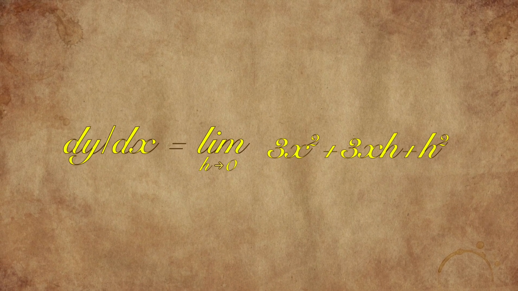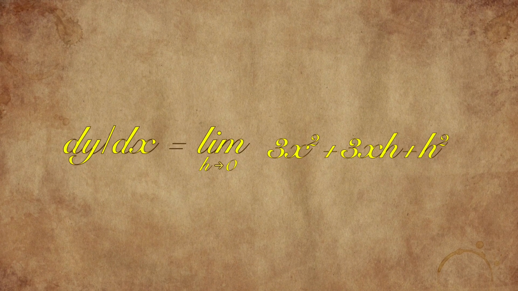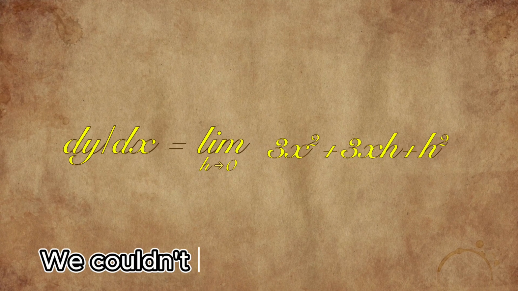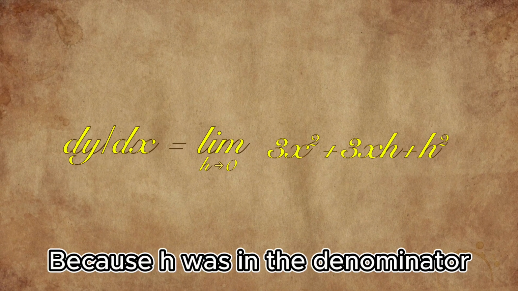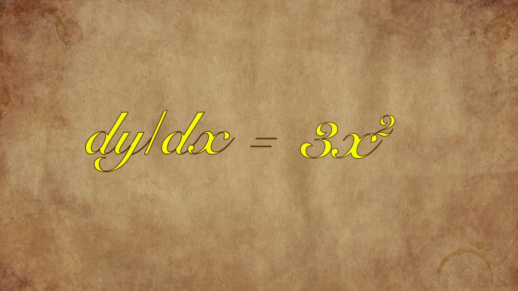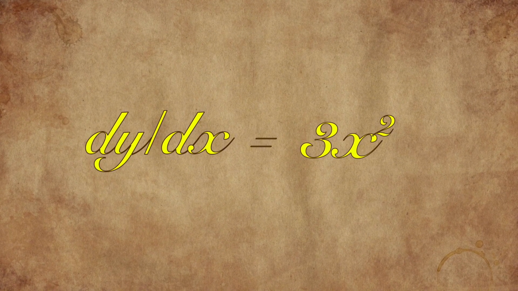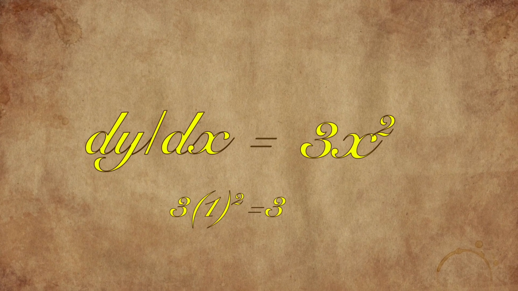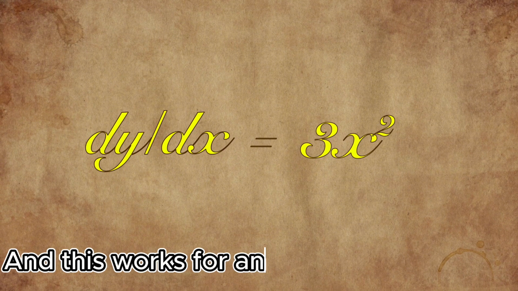And then we can just put 0 for h to get 3x squared plus 0 plus 0. So just dy over dx is equal to 3x squared. We couldn't put 0 earlier because we had h in the denominator and we would get undefined. So there you go, dy over dx is equal to 3x squared. If you put x equals 1 in here, we do indeed get 3. So that proves that the gradient at x equals 1 of x cubed is actually 3. And this works for any point on the graph.